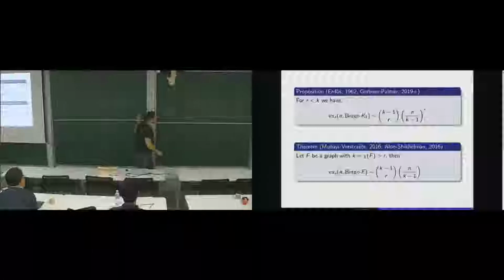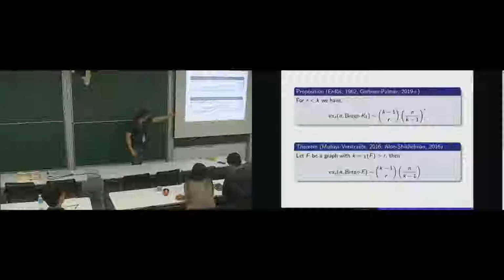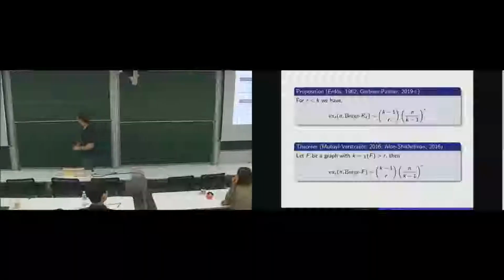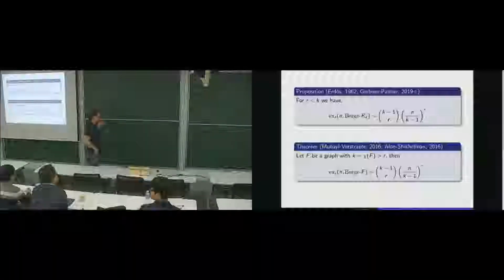Right? If you think about it for a little bit, the number of r-edges in this picture is exactly k minus 1 classes, choose r of them, and then from each of those r classes, choose one of the n over k minus 1 vertices. Okay? So that is my construction, and it's not hard to see, but it's worth going through. Is this Berge K_k free for now?